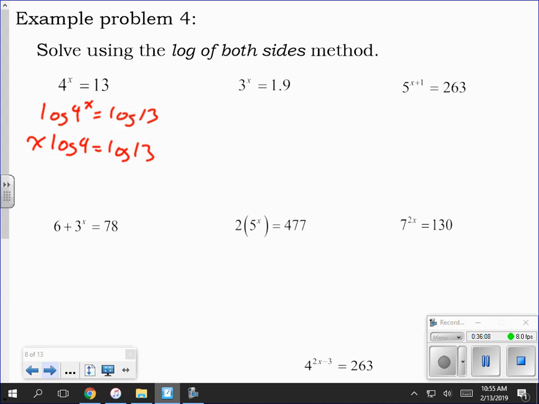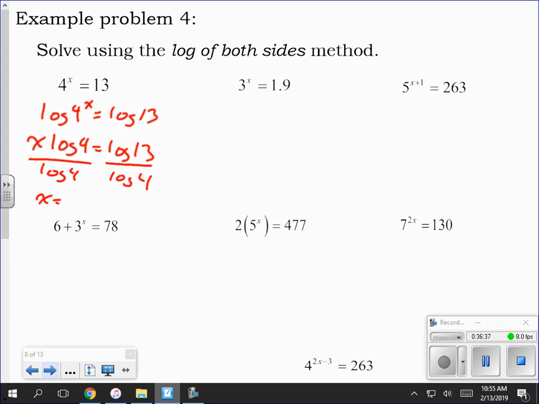The log of 4 is a number. It's just a number. Log 4 times x is no different than 2x or 3x or negative 5x. It's exactly the same. How would I solve that if it were 2x? I would divide both sides by 2. How do I solve this? Because it's x times log of 4, I divide both sides by the log of 4.